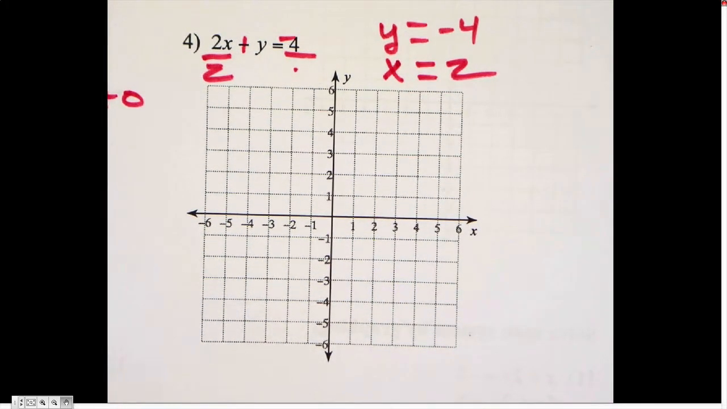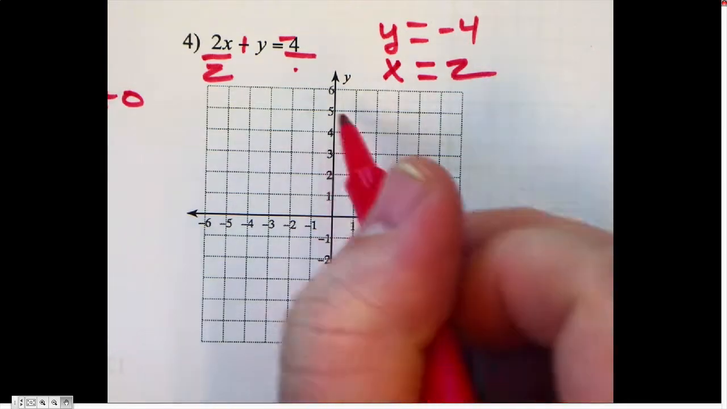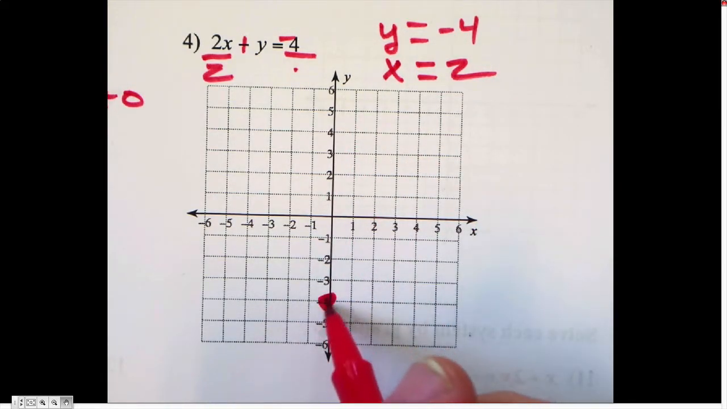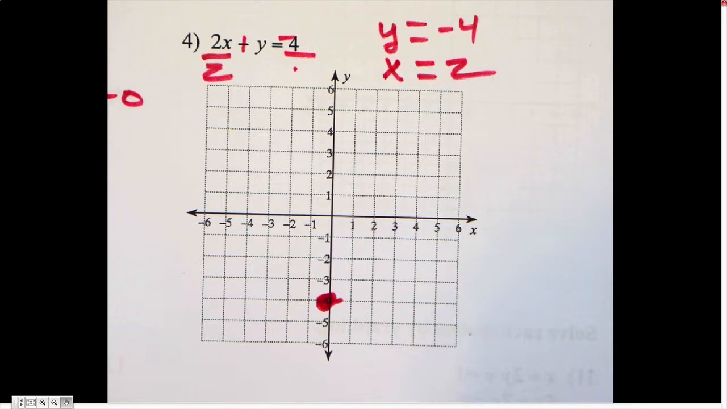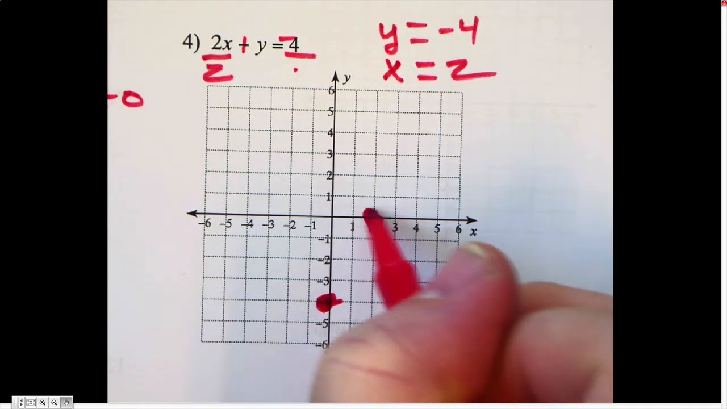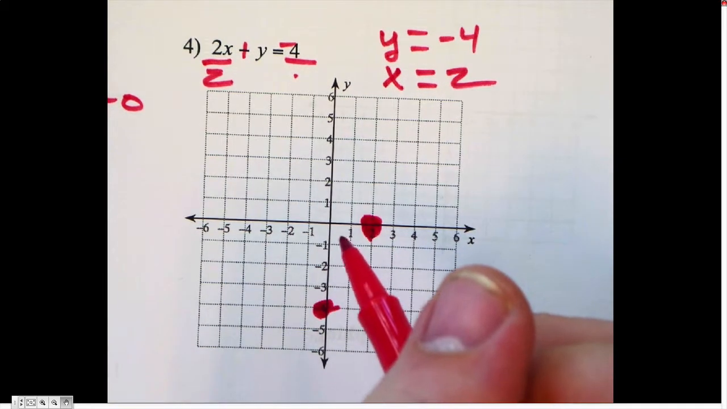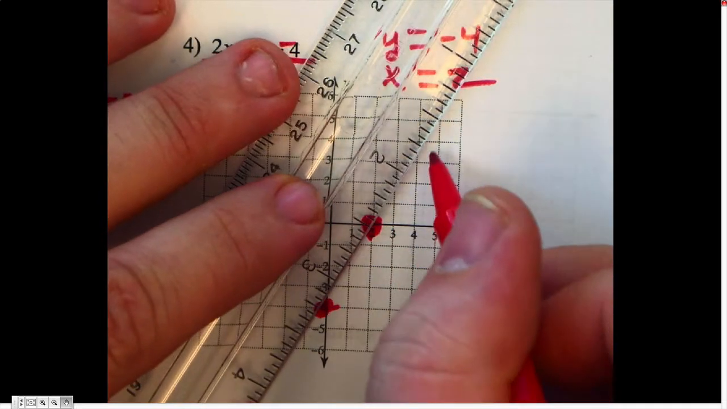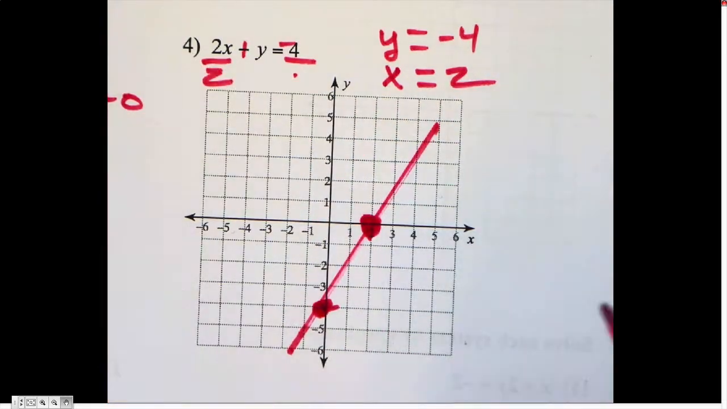So we have our x and our y. Our y is negative 4, so we're going to put a point right on negative 4 on the y-axis. X is 2. We're going to put a point right on the 2. And there's our line.